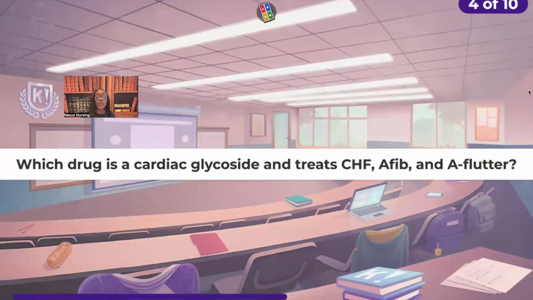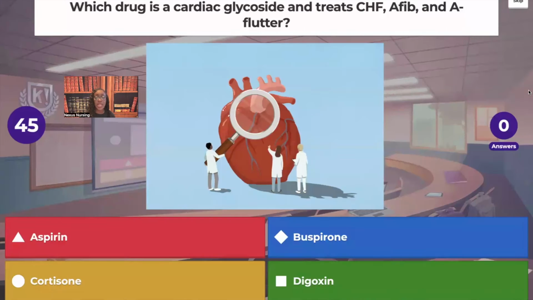Which drug is a cardiac glycoside and treats CHF, AFib, and A-flutter? I gave you two hints. I told you it's a cardiac glycoside, and I told you the conditions it's known to treat the most. Here are your choices: aspirin, buspirone, cortisone, or digoxin. What drug are we talking about? It's a cardiac glycoside, and it's known to treat congestive heart failure, atrial fibrillation, and atrial flutter.